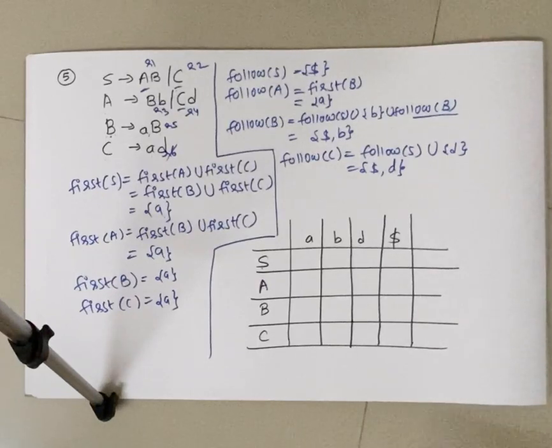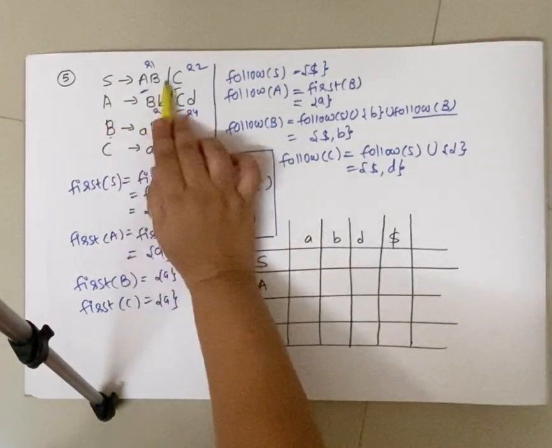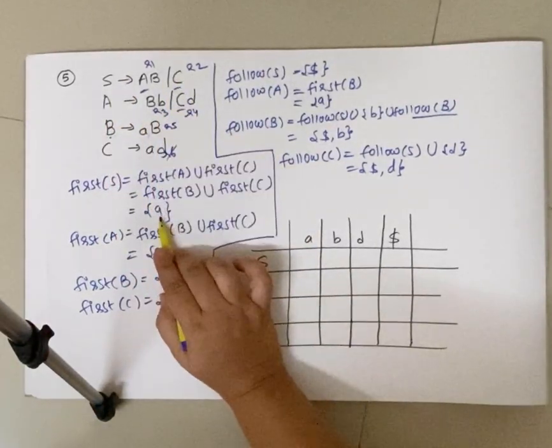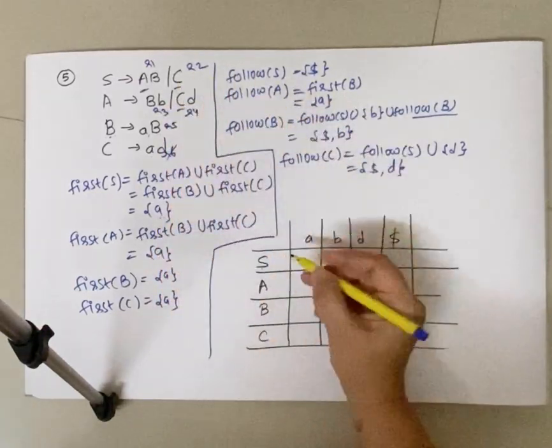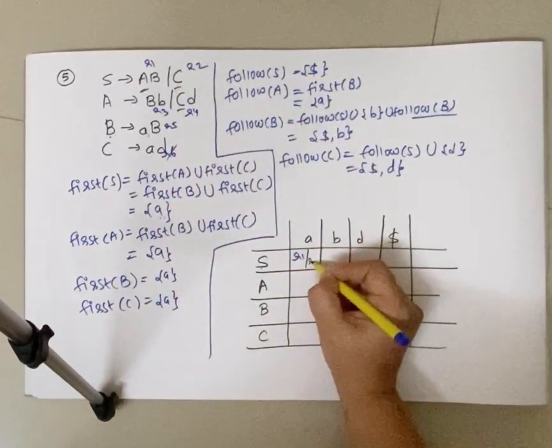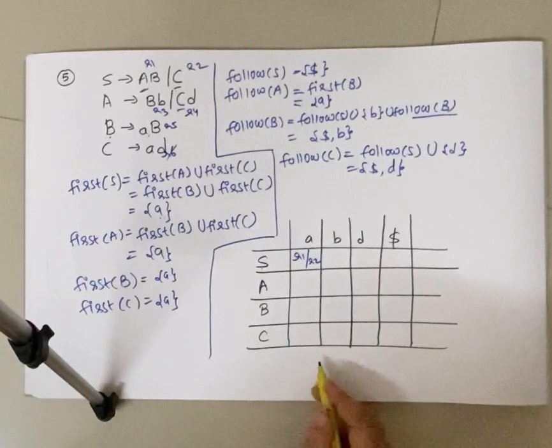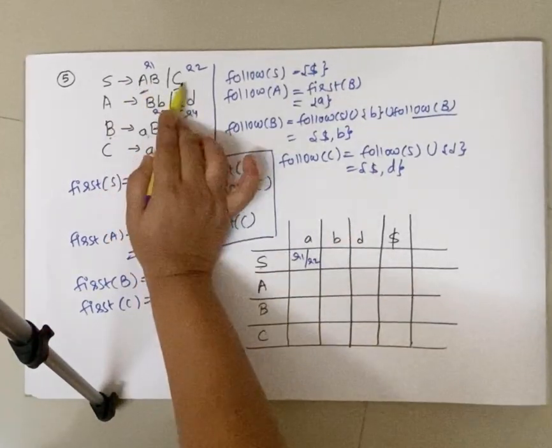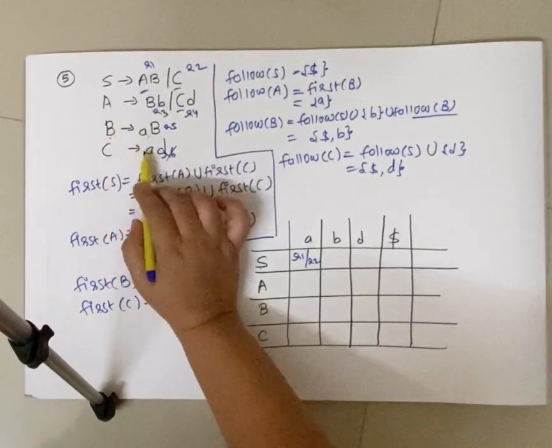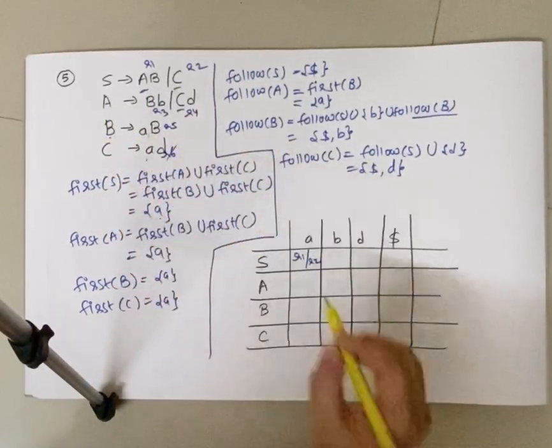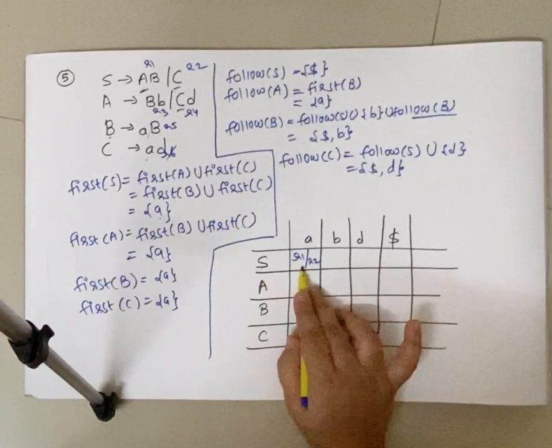So what is the problem over here? There are two rules, but the column which is selected is a single one. So R1 and R2 both are going to be written in the same column. Do you get this? Why? Because you don't have two different columns. First of A and first of C both are deriving small a only, and hence there are two rules in the same column.